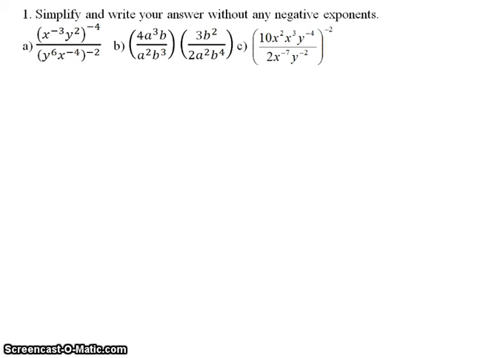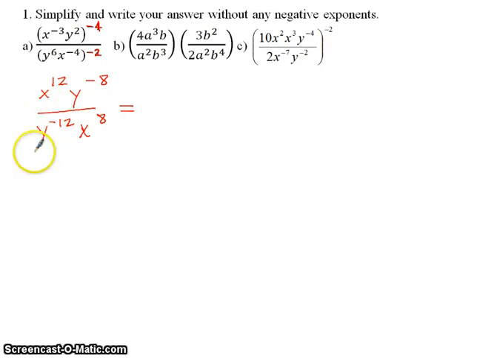This is on simplifying using your laws of exponents. This first one here, I noticed that I have a -4 on the outside of parentheses. I have a -2 here on the outside of the parentheses. So I'm going to start off by multiplying in my exponents. So here we have our exponents multiplied, and now I need to evaluate.